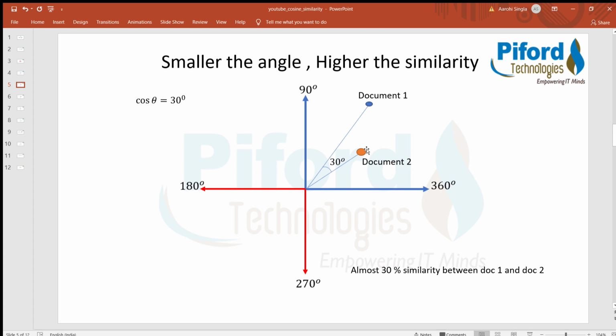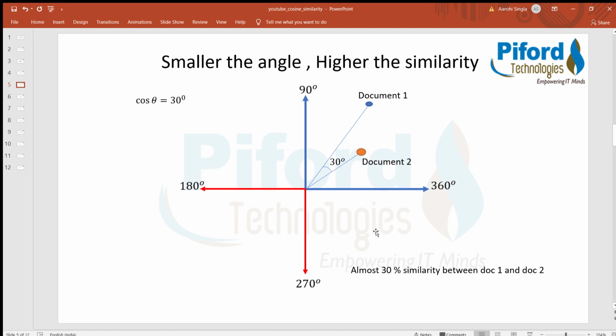Then also these two documents can be similar, right? The only difference is that here the magnitude is more, meaning the hockey word appears more times, so the magnitude is higher. Here the hockey word appears only 5 times, so the magnitude is this much. See, even though the magnitude is different, the angle between these two documents is small. The angle here is only 30 degrees. Again, the smaller the angle, the higher the similarity.